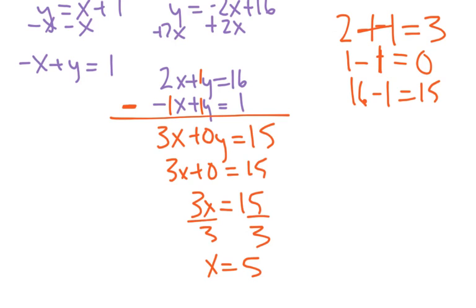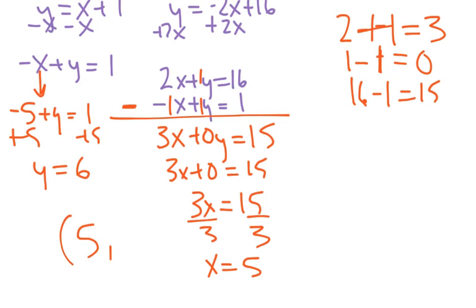Then take any one of these other equations, and we'll plug it in right here. Negative x plus y equals 1, so negative 5 plus y equals 1. Add 5 to both sides, and we get y equals 6. So once again, our answer, 5, 6. So there we go. That's the main gist of the project.